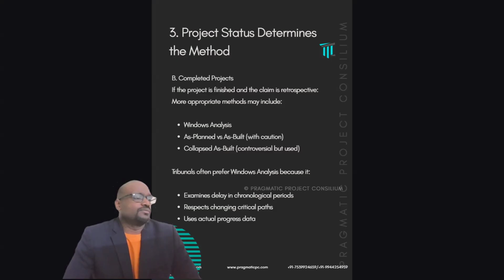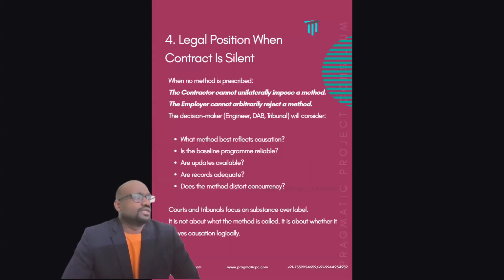The tribunals often prefer window analysis because it examines delay in chronological periods, respects changes in critical paths, and uses actual progress data. So the legal position when the contract is silent is that the contractor cannot unilaterally impose a method, and the employer cannot arbitrarily reject a single method. So what method best reflects the causation? Is the baseline program reliable? Does it have integrity?